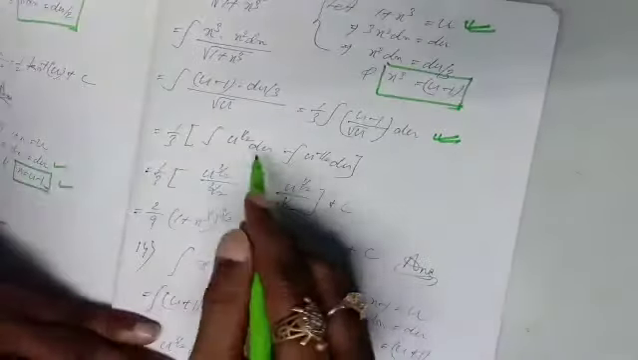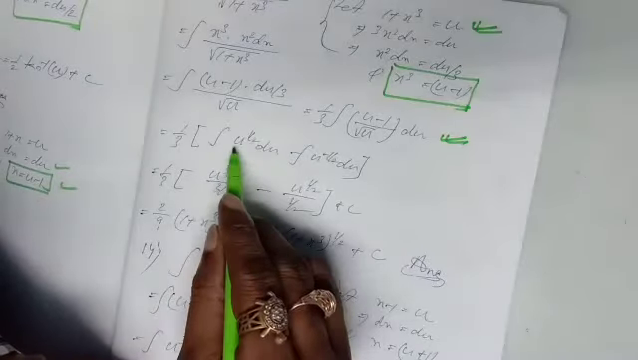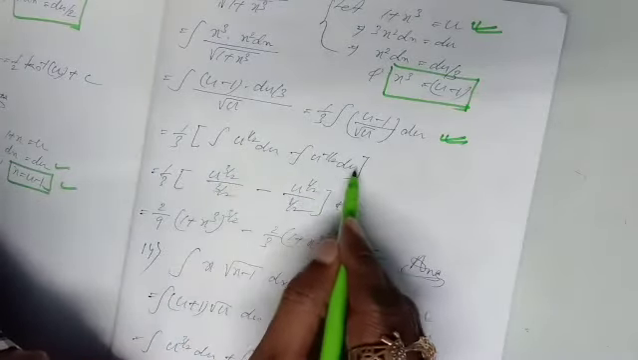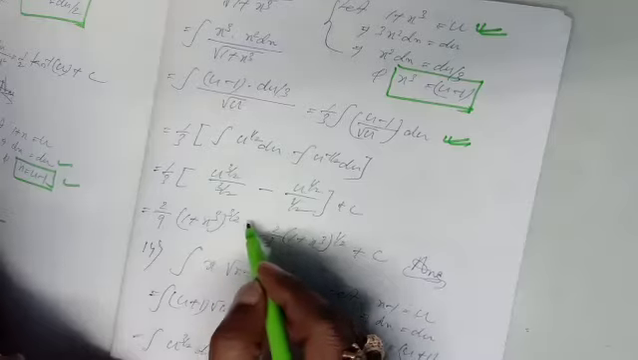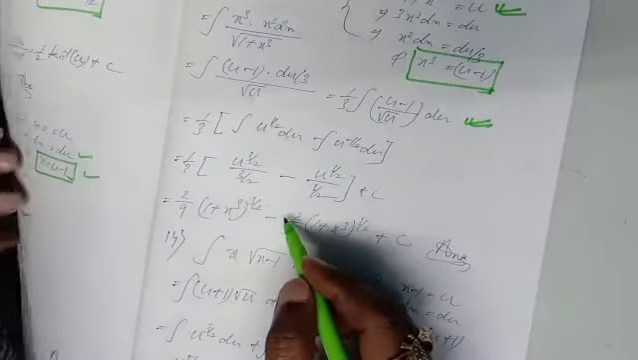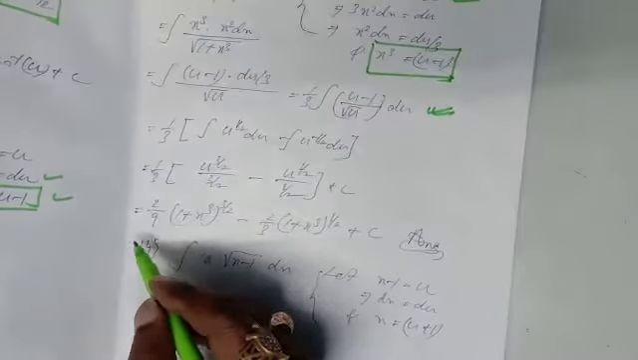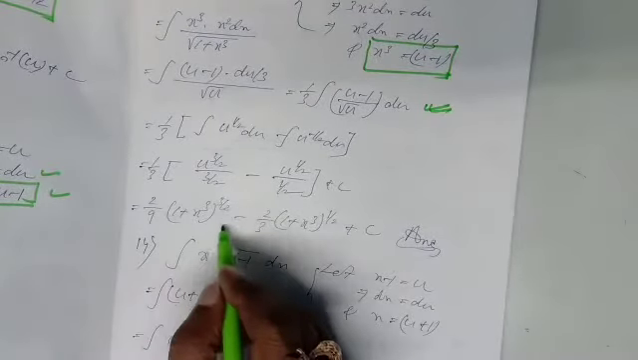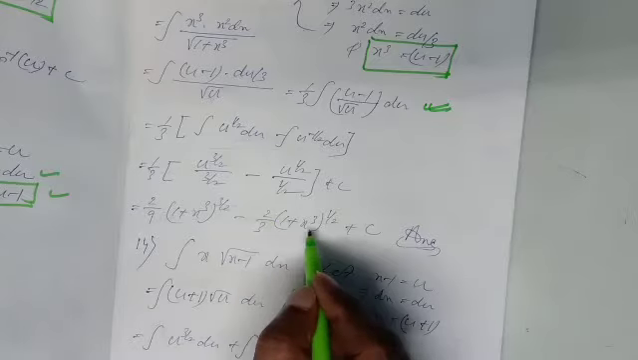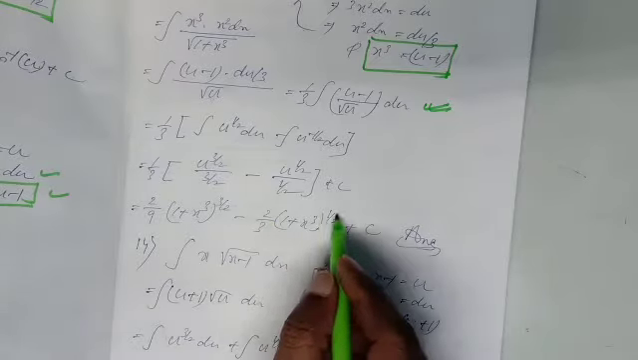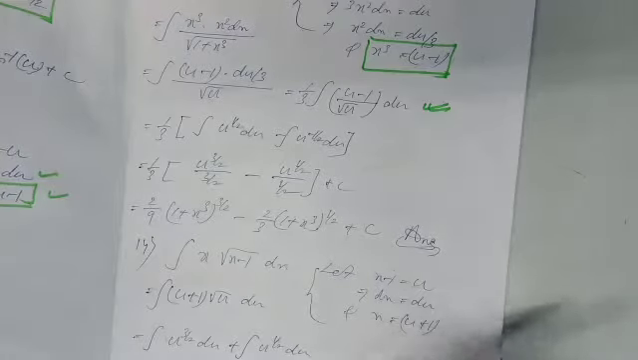After that what you are getting here? u to the power half du minus u to the minus half du. Normal integration formula. Then what is the result you are getting here? The result is 2 by 9 into 1 plus x cube whole to the power 3 by 2 minus 2 by 3 into 1 plus x cube whole to the power 1 by 2. Put in the value of u. This is the answer of number 13.